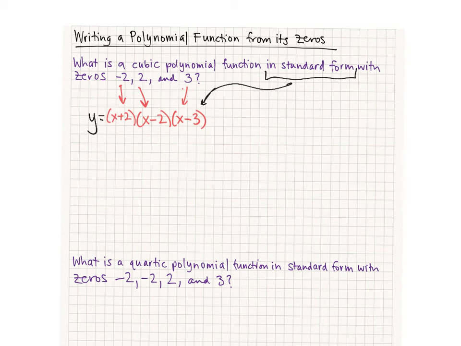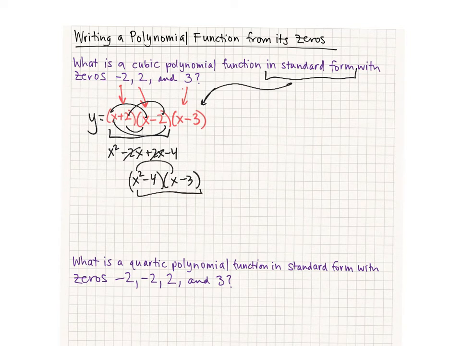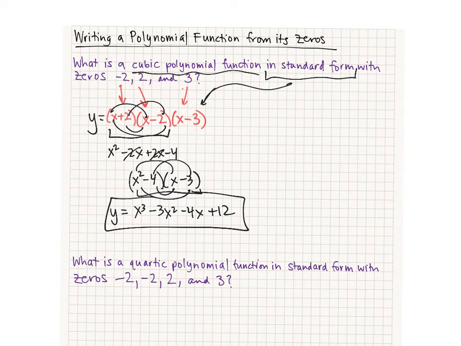So this is where it gets a little bit annoying. But here, if we just do FOIL on this, this becomes x squared minus 2x plus 2x minus 4. So these go away. This becomes x squared minus 4. And then we just multiply that by x minus 3. We could actually FOIL this since it's a binomial. So we could do x cubed minus 3x squared minus 4x and then plus 12. And then that is a cubic polynomial function that has these 3 zeros.